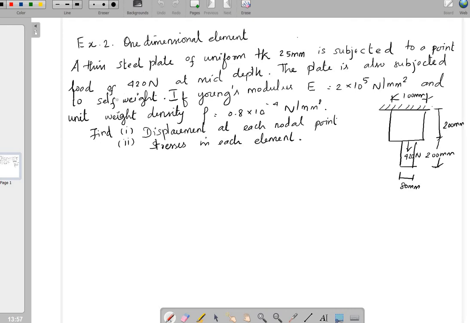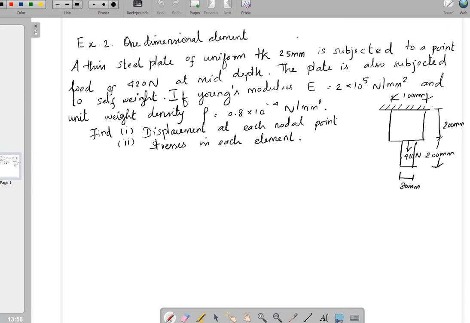So here is another example in one-dimensional element in unit 2, in which a thin steel plate of uniform thickness 25 mm is subjected to a point load of 420 Newton at mid depth. The plate is also subjected to the self weight.